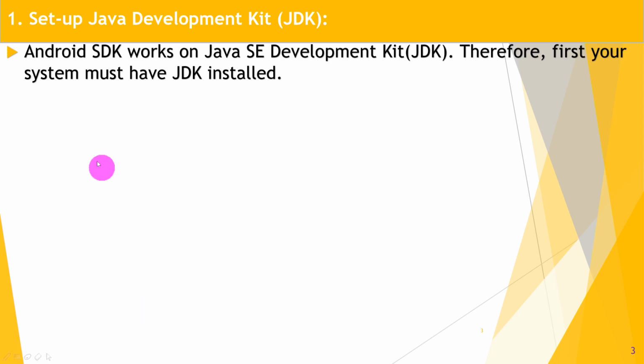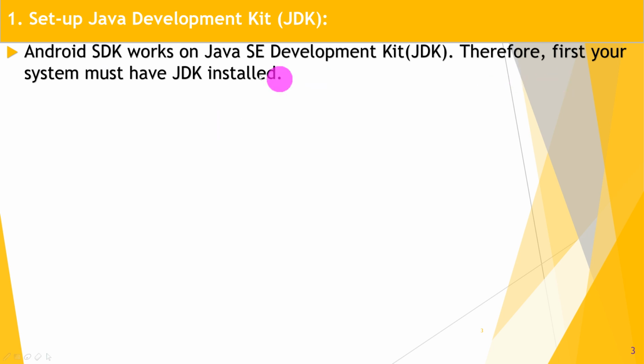So how to set up Java's development kit, that is JDK. First, Android SDK works on Java SE, that is Standard Edition version. JDK stands for Java Standard Edition Development Kit, and SDK is the Software Development Kit for Android.